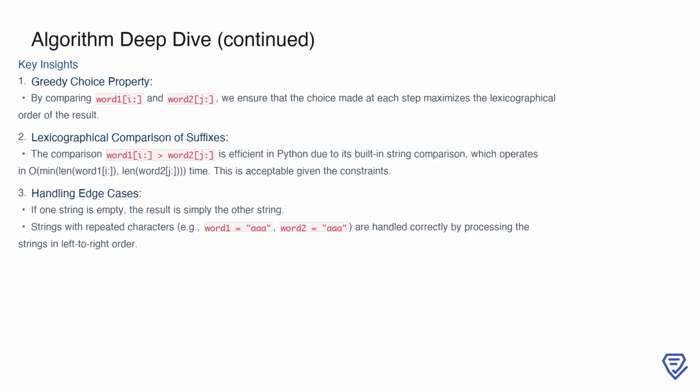For instance, if one string is empty, the result is simply the other string. Additionally, strings with repeated characters, like word1 equals AAA and word2 equals AAA, are handled correctly since the algorithm processes the characters in left to right order, maintaining their relative order within each string.